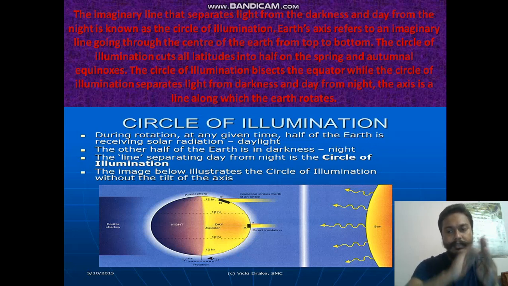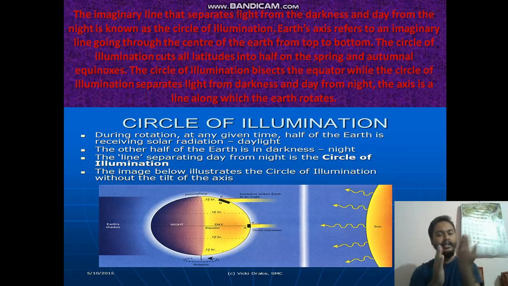That imaginary line, the last part of the earth which faces the light, is called the circle of illumination. So half of the earth receives the sunlight, and the other half does not. It separates dark and light, and day and night. This part is known as circle of illumination. It's so simple: the separation of day and night, and the line is an imaginary line.